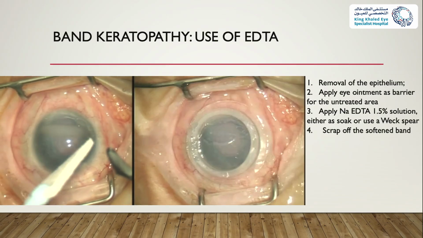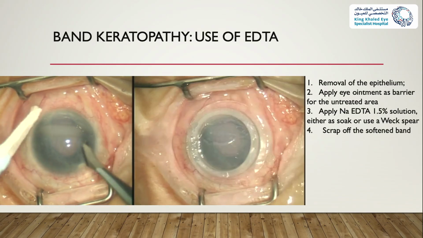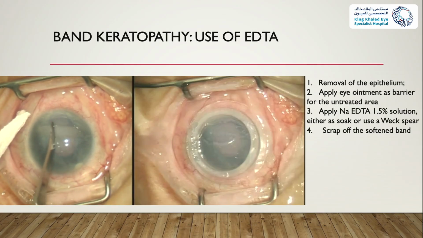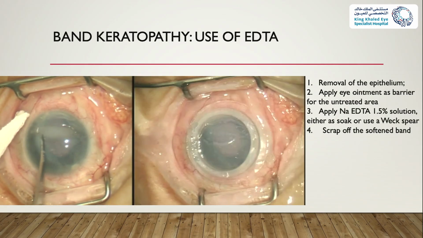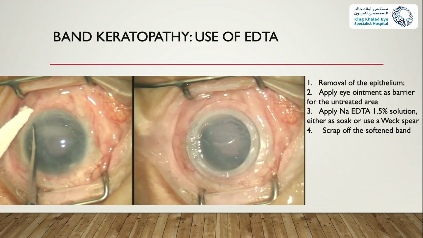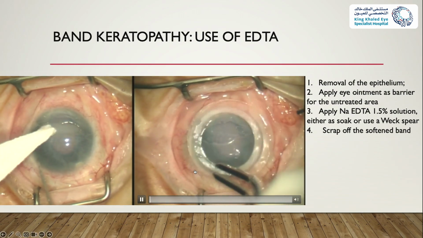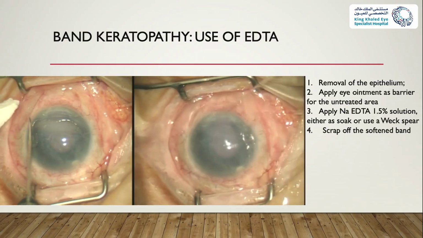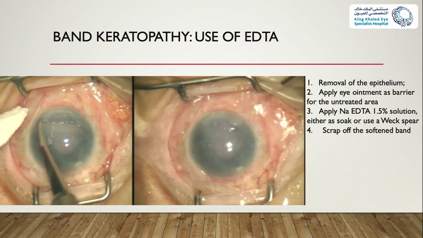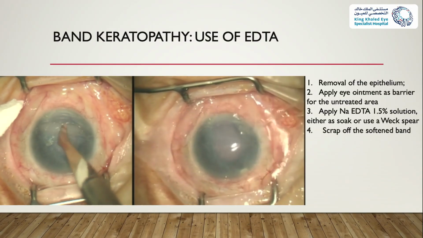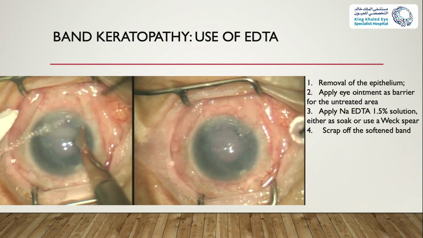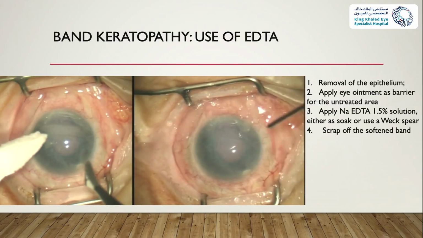For us in retina, we have a flat lens that has a rubber ring. You can put it over the area, and then put the EDTA over it, and after 10 minutes or so, you can just scrape it off and irrigate it off. You just want to make sure that you get rid of the EDTA.